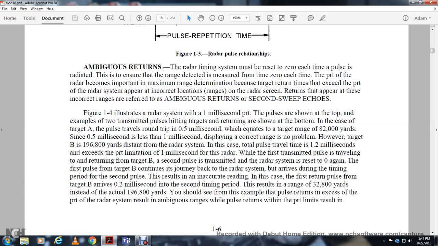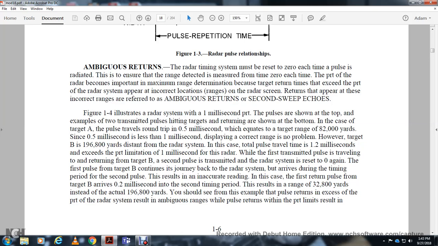However, target B is 196,800 yards away, and in this case the total pulse travel time is 1.2 milliseconds. This exceeds the pulse repetition limitation of 1 millisecond for the first transmitted pulse traveling out and returning from target B.